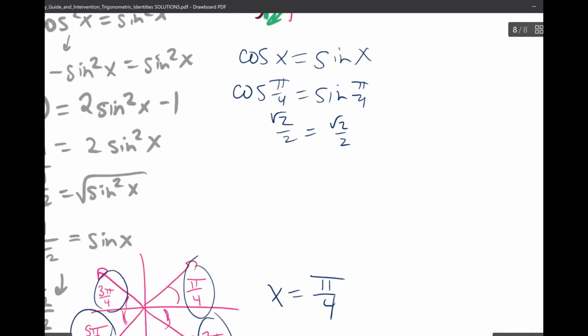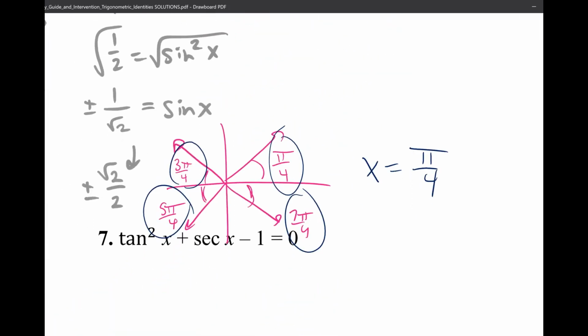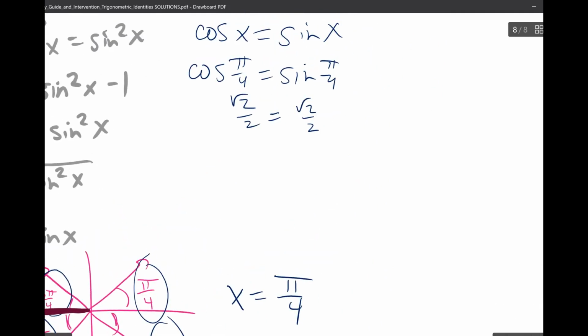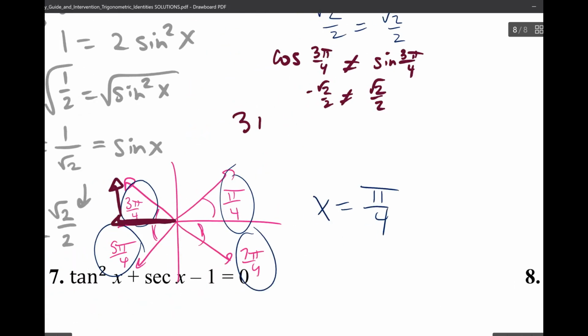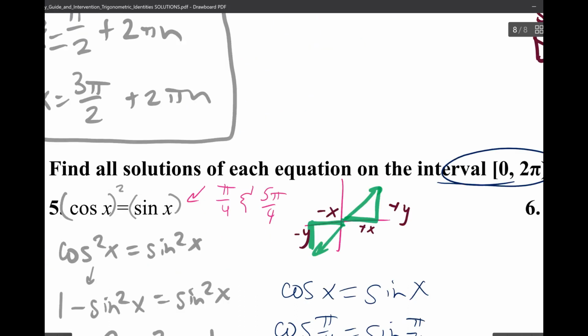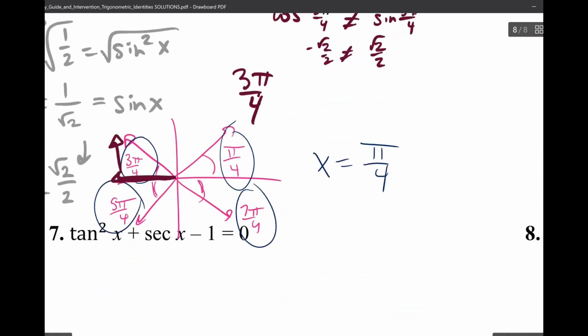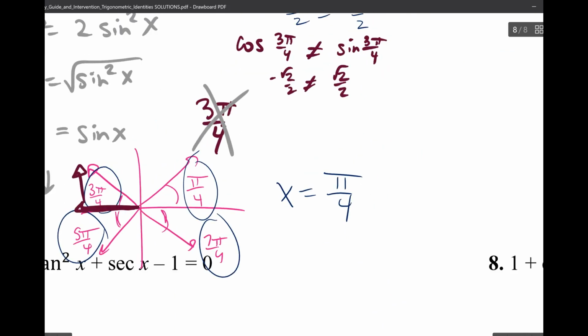In the same vein, we can try 3 pi over 4, but you can already tell here my cosine will be negative, but my sine will be positive, and so it won't work. So cosine of 3 pi over 4 is not equal to sine of 3 pi over 4, because negative square root 2 over 2 is not equal to positive square root 2 over 2. So that's why this guy gets struck. So 3 pi over 4 is not a solution.